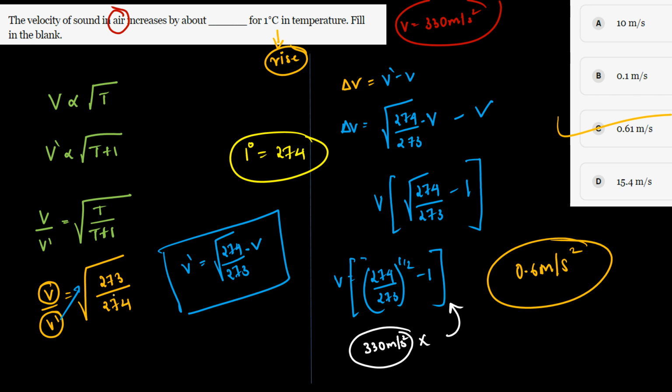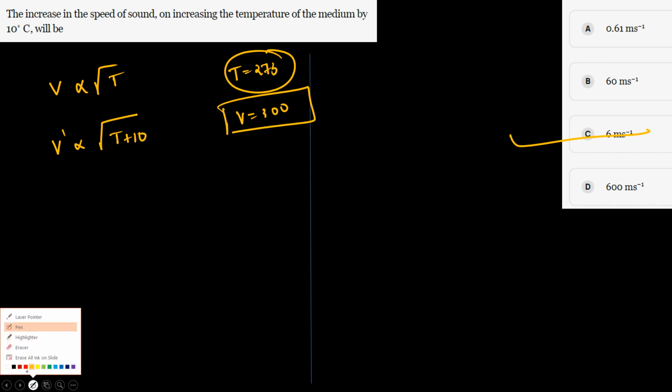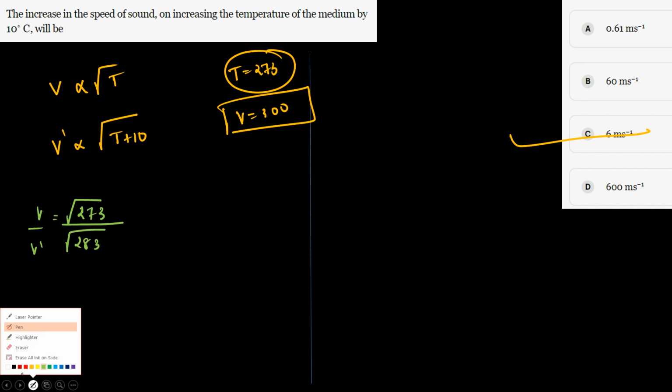So V is proportional to the square root of T. So V dash is going to be proportional to what? It is going to be T plus 10. So standard temperature and pressure, this can be taken as 273. And what is your V? V is 300. Now you substitute, you should be getting your answer. So V divided by V dash is equal to the square root of 273 divided by square root of 283. You take the change.